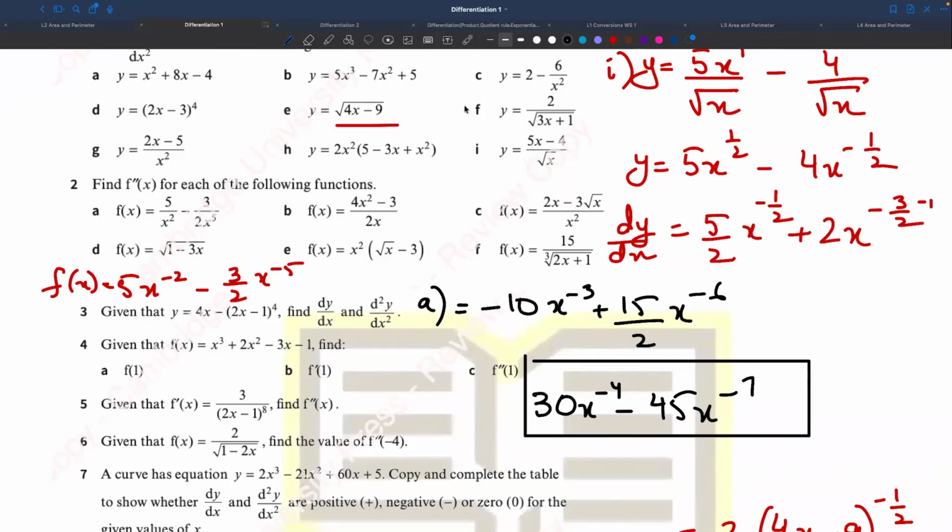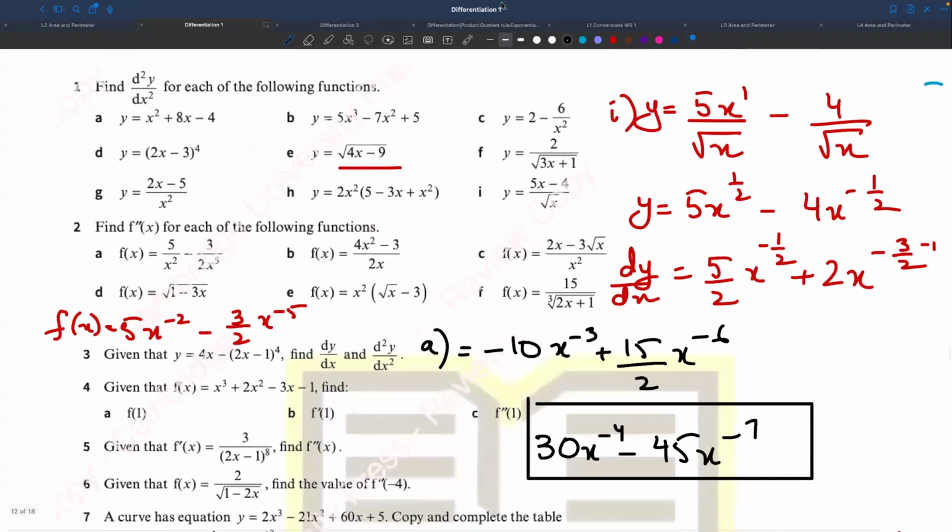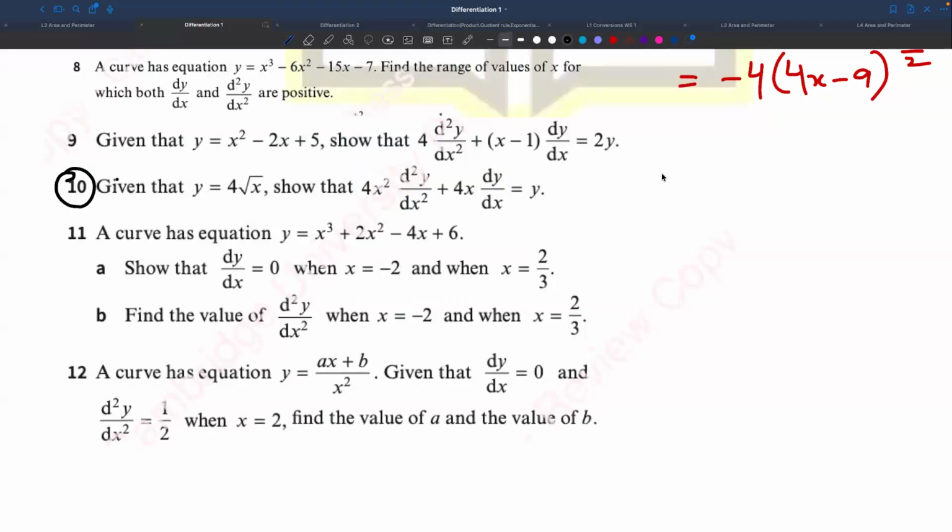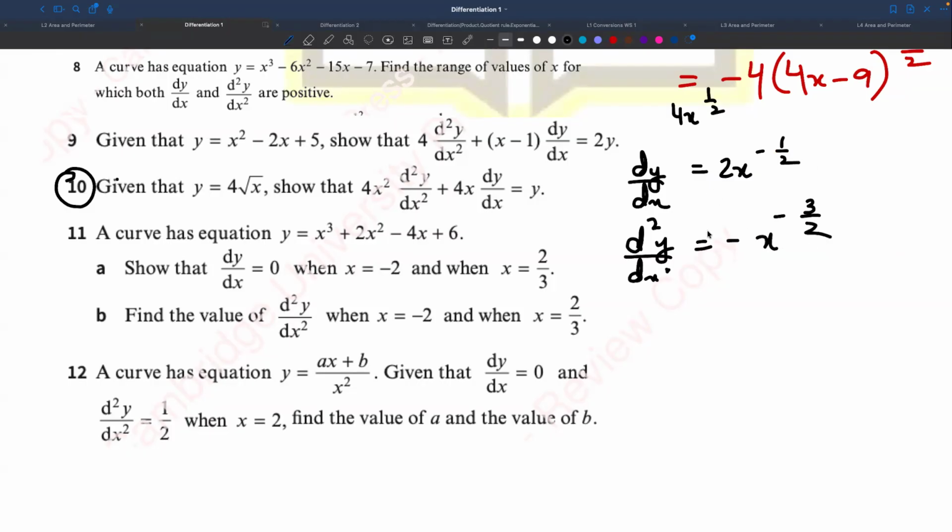Lovely. First, you find dy by dx. So that will be, this is 4x power half, right? So this will become half into 4 is 2 x power minus half. And then the double derivative will be minus half into 2 is minus 1 x power minus 3 by 2. Now it is saying 4x square multiplied by the double derivative, which is minus x power minus 3 upon 2, plus 4x multiplied by dy by dx. Dy by dx is 2x power minus half.